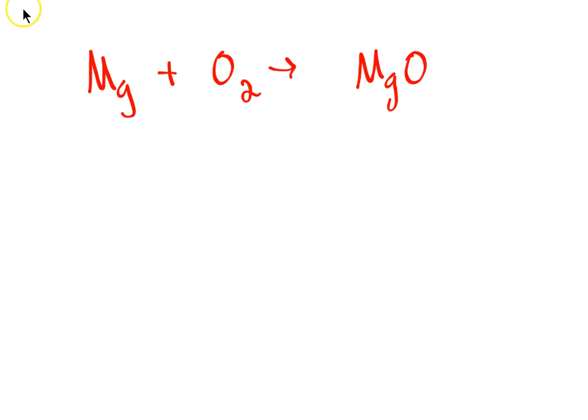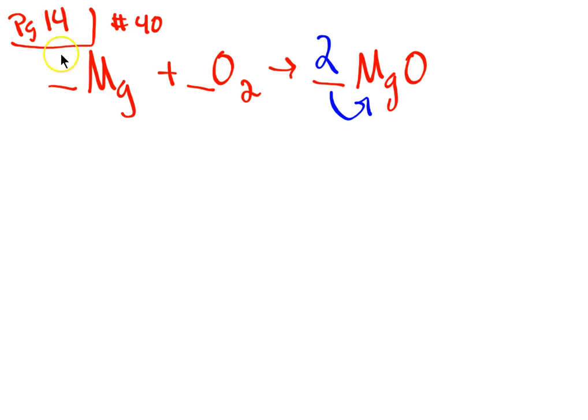All right, so we're on page 11 again, correct? No, 14, sorry. 14, number 40. So balance it. Hopefully you were able to balance this one pretty quick. There's 2 O's, so you need 2 O's. That makes 2 Mg's, so you need 2 Mg's, and there's 1 O2.